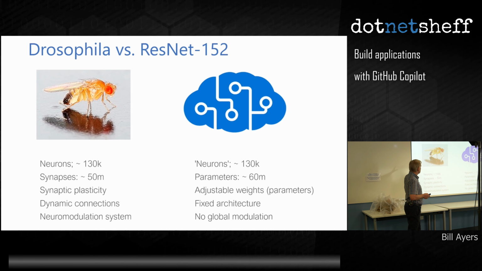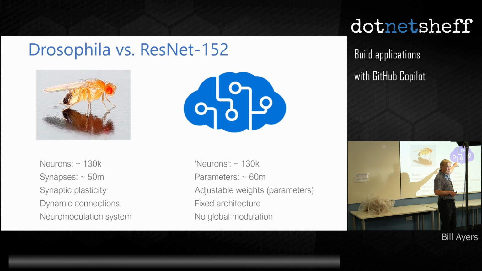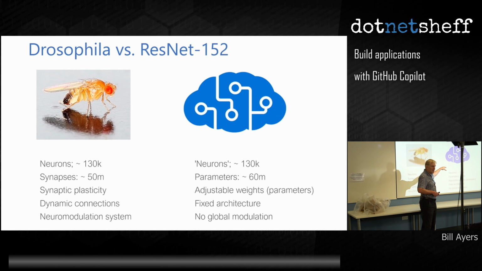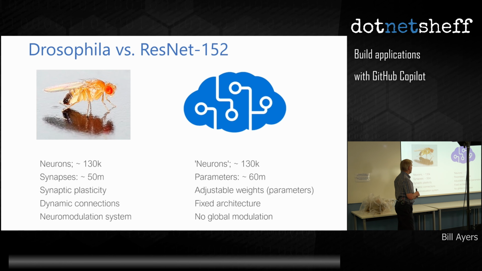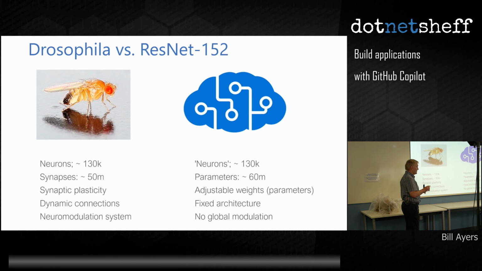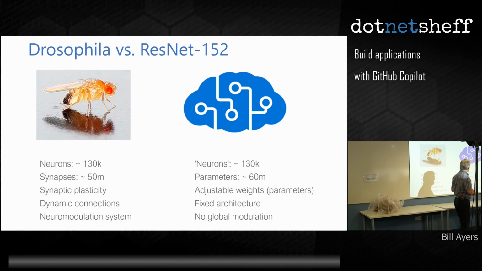So we can do a little comparison between ResNet 152, which is the breakthrough computer vision model that eventually Azure AI Vision was developed from, had about 130,000 of these artificial neurons, which is about the same number as a fruit fly brain. The synapses in a fruit fly brain, that's the connections between the different nerve endings, is about 50 million. There's about 60 million of these weights, the parameters in this neural net for ResNet 152.